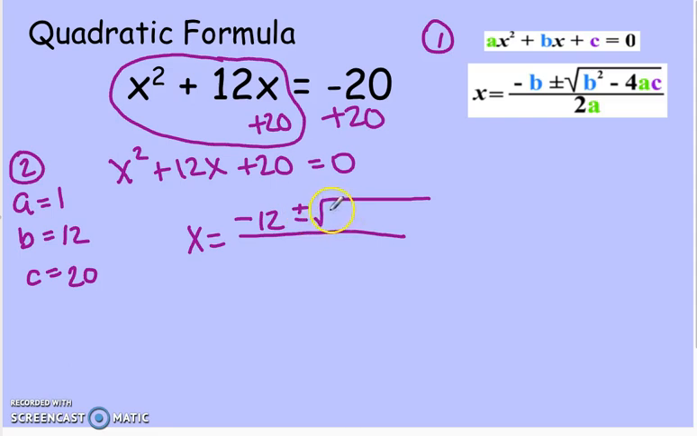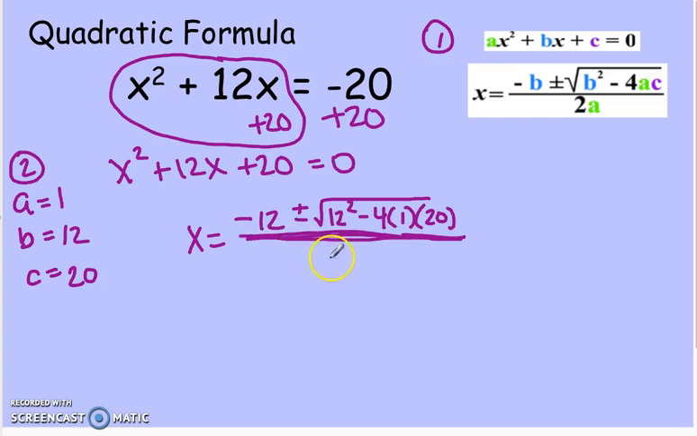You're going to put b squared, so we're going to put 12 squared, because b was 12, minus 4 times a times c. So we're going to plug in a and c in parentheses. A is 1, so we plug it in parentheses, and c is 20, so we plug that in parentheses. And make sure your fraction bar is nice and long here, okay?